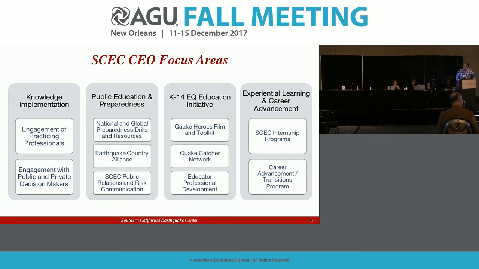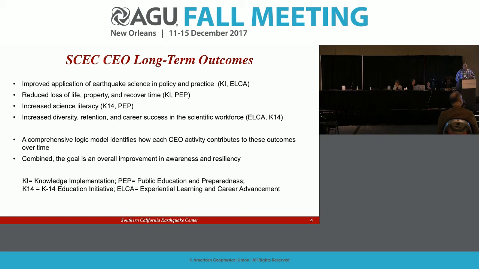So our SCEC Communication, Education, and Outreach Program, or as we call it, CEO, has four focus areas, and they really connect in many ways, but we've organized our key activities into these areas, which I'm going to breeze through very quickly here and then focus on the ShakeOut. These focus areas also have four long-term outcomes that overlap across these areas, and we think that's very key. So it's an integrated program and not siloed as much as we can. And we do have a comprehensive logic model that we've been developing and implementing to look at how we are implementing the programs and tracking their success over time to achieve these long-term outcomes.